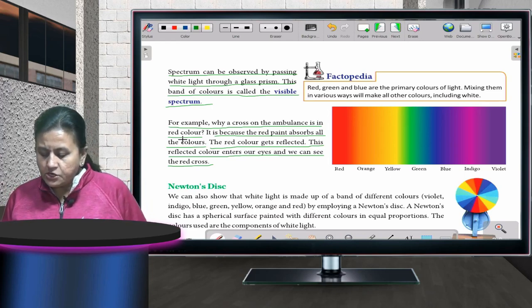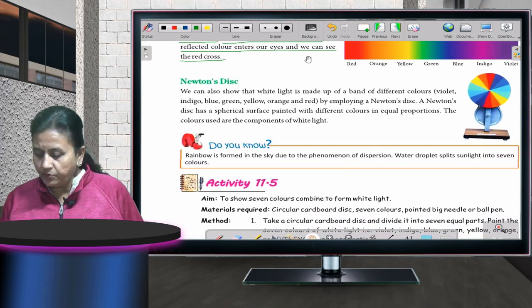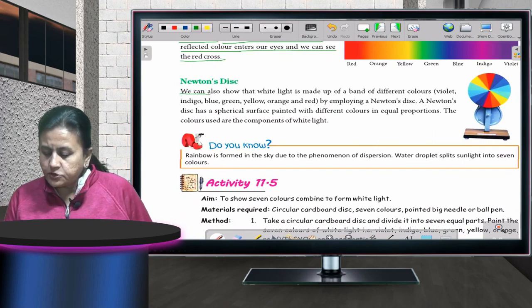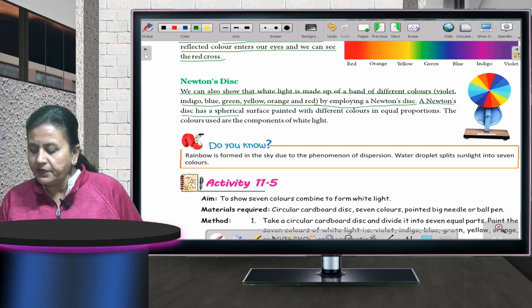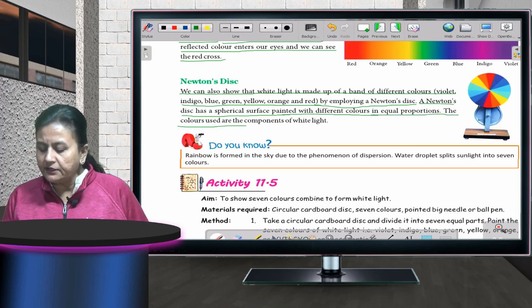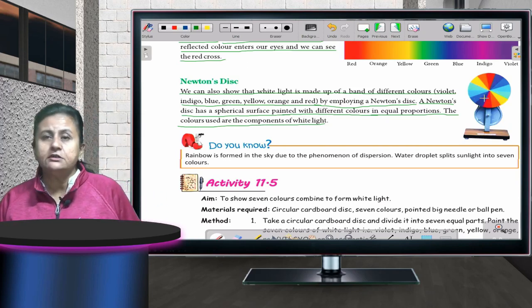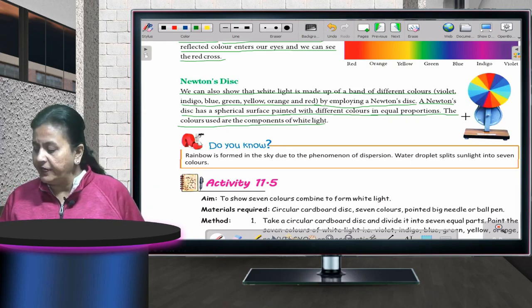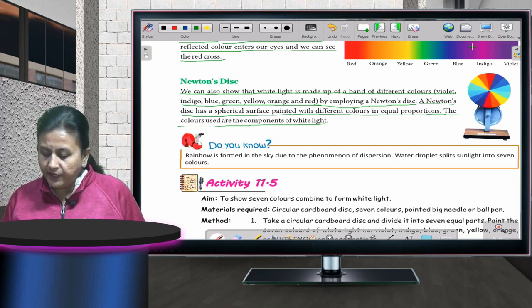Now Newton's disk. If I talk about Newton's disk, can you all see on your screen now? We can also show that white light is made up of a band of different colors, that is violet, indigo, blue, green, yellow, orange and red, by employing a Newton disk. A Newton disk has a circular surface painted with different colors in equal proportions. The colors used are the components of white light. What is Newton's disk? You can see on your screens also. It is circular in shape, and all the colors which a spectrum has are painted on it.